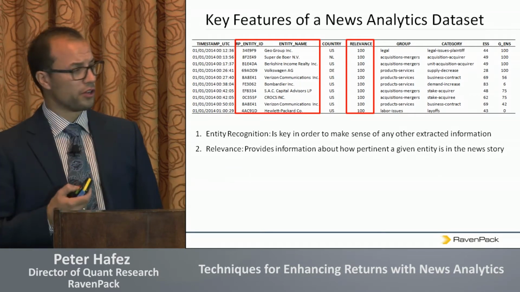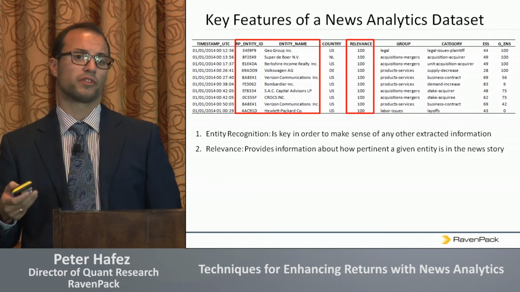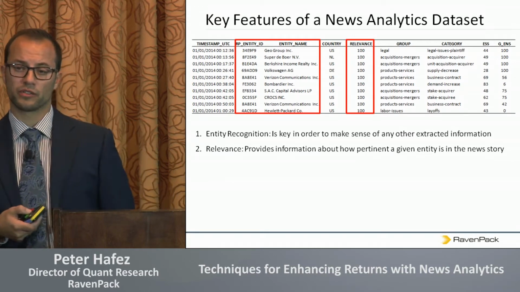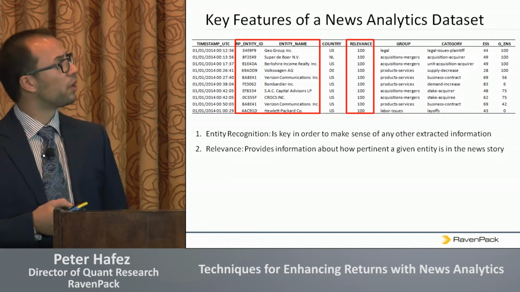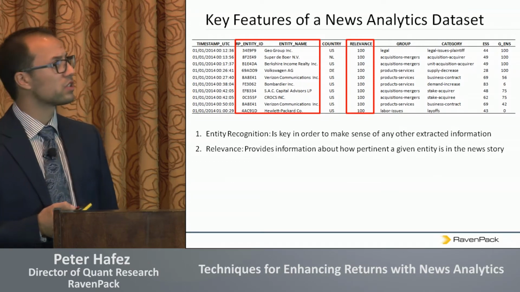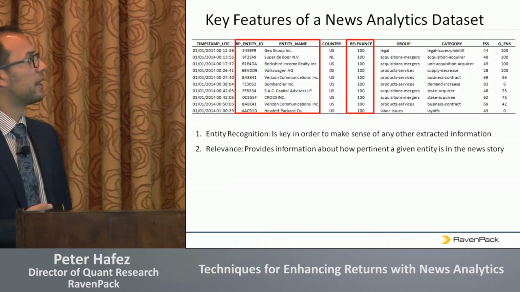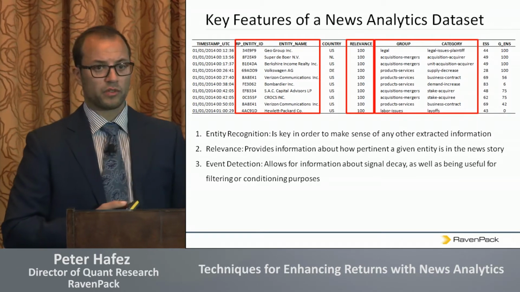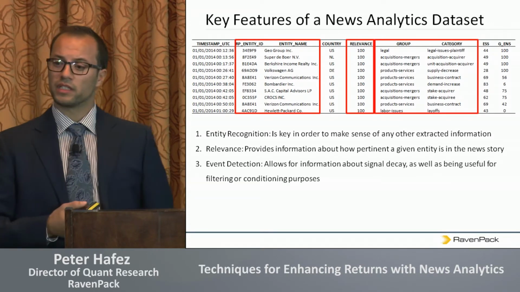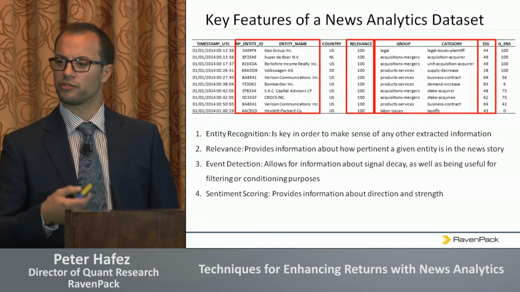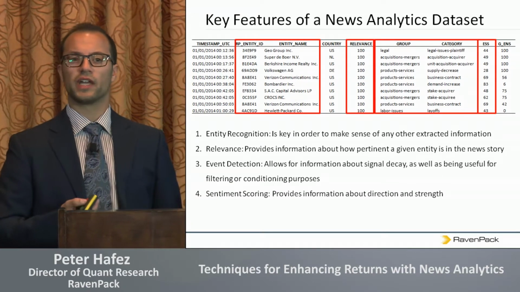So that's a very useful analytic in terms of getting rid of potential noise. If you want to construct signals from this data, it's definitely one of the key dimensions to focus on. The third and fourth attributes are events and sentiment, where sentiment gives you a sense of direction and potential strength of a given event.